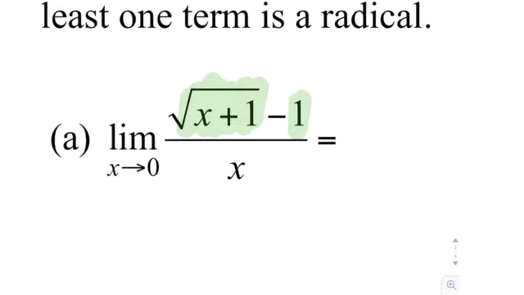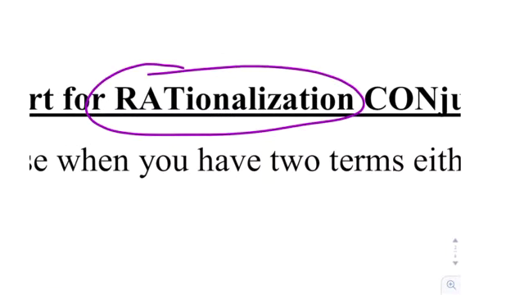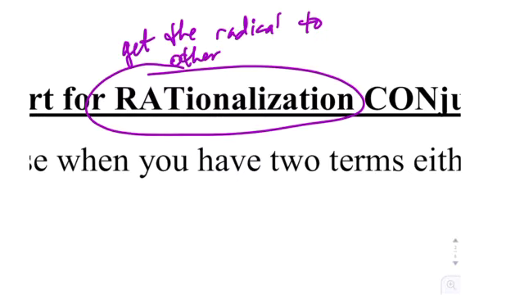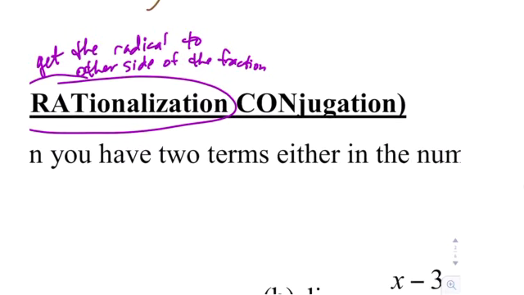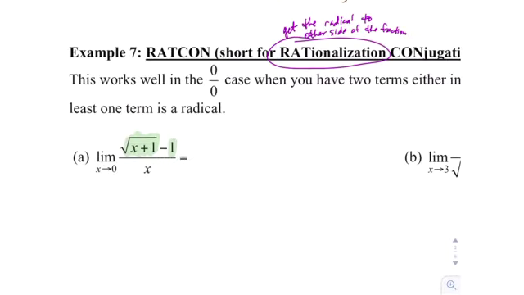It doesn't matter. So remember, what it means to rationalize an expression simply is to get the radical to the other side of the fraction. That's all it means. If it's in the top, we're going to get it to the bottom. If it's in the bottom, we're going to give it to the top. And because there's two terms, we accomplish the goal by multiplying by the conjugate over the conjugate, which means all we do is we change the middle sign. That's it. So let's take a look at example 7a.